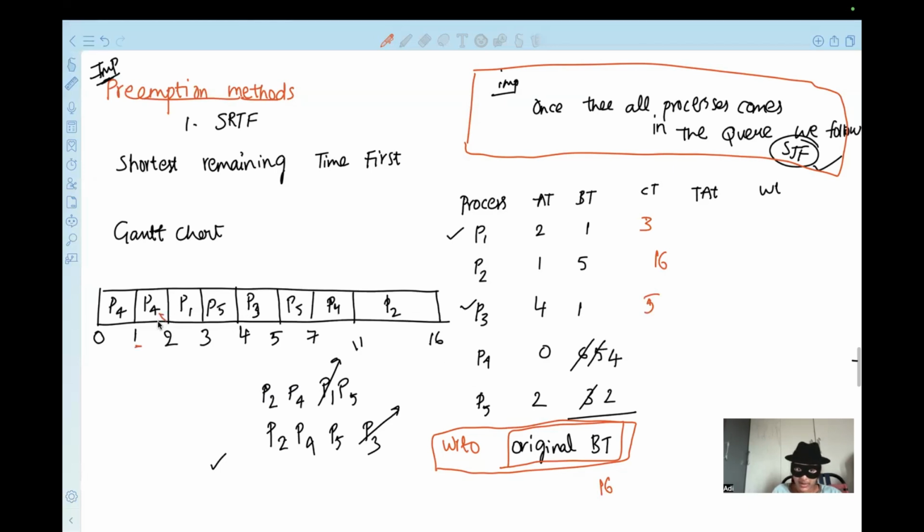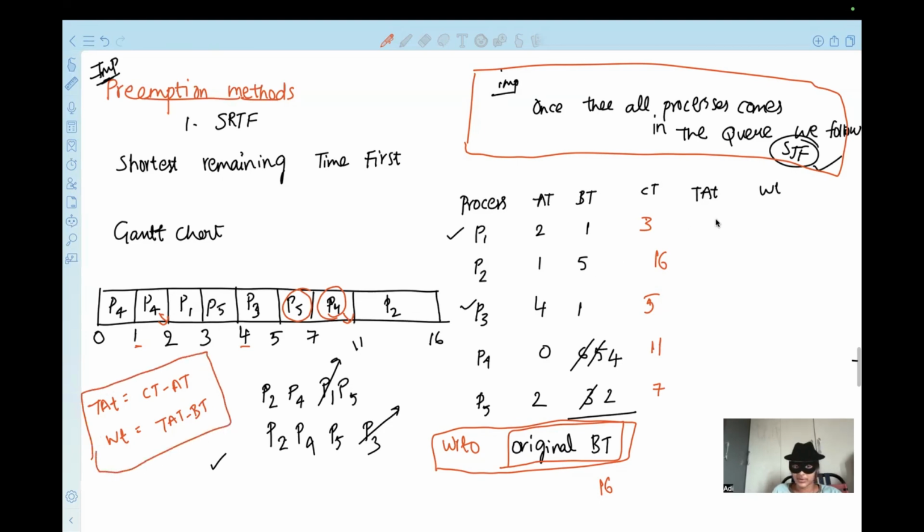The total completion time is of how many times the process came. So P4 finally ended here. Its first time is 11, and for P5, we'll take this one. P5 is 7. So turnaround time, again I'm writing the formulas. Turnaround time is equal to completion time minus arrival time, and waiting time is equal to turnaround time minus burst time.